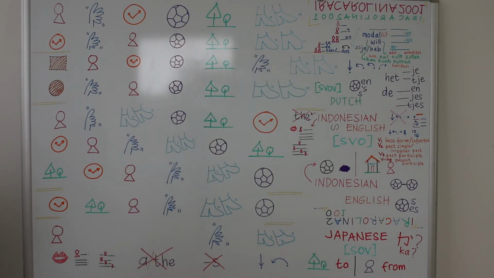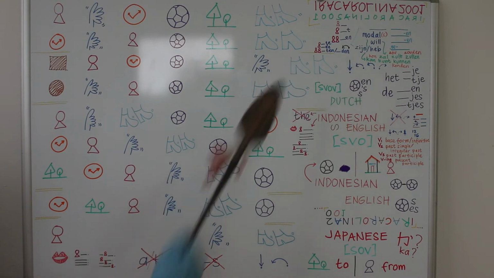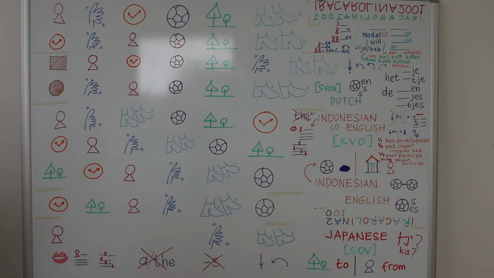And the base form or infinitive for subject that are plural, for example, we, they, it has an as suffix.